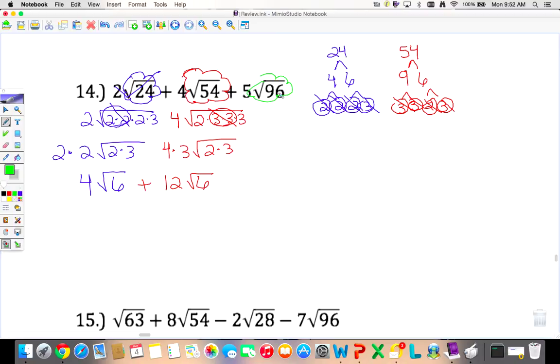Square root of 2 times 3. 4 times 3 is 12. 2 times 3 is 6. And the last one that I'm going to do is the square root of 96.